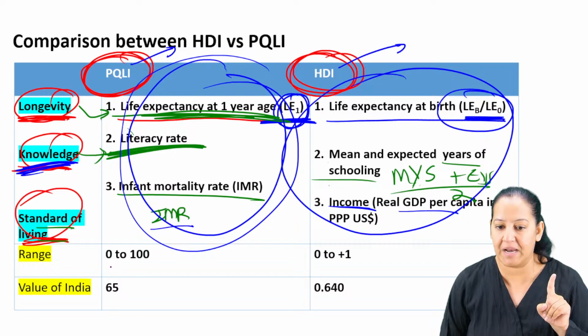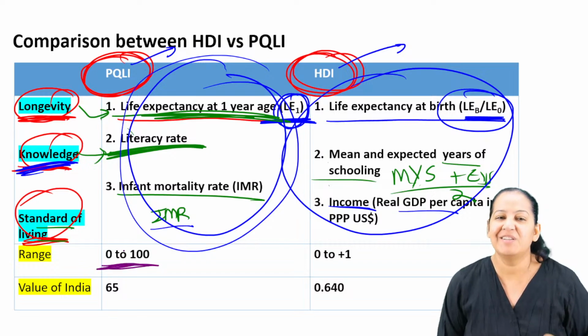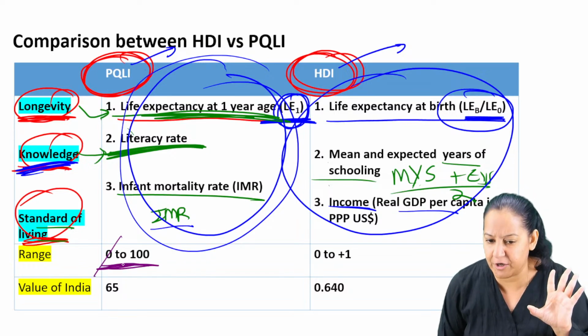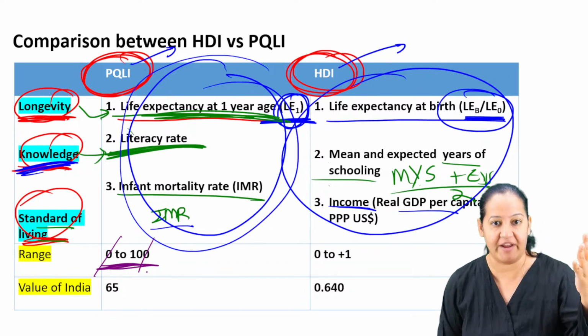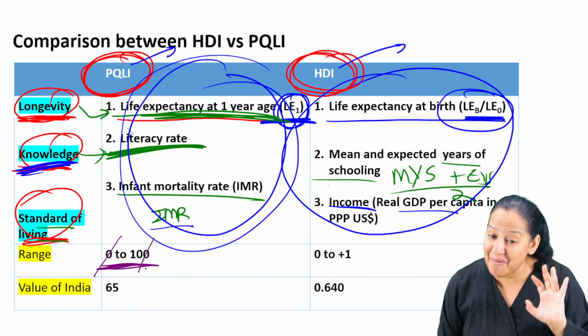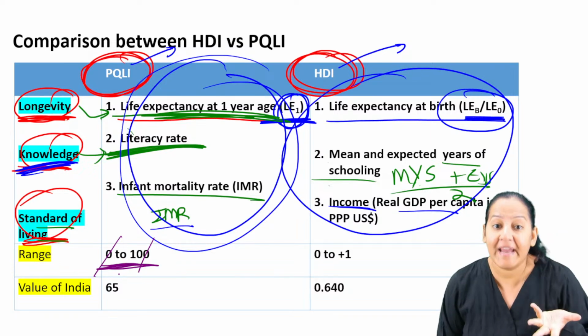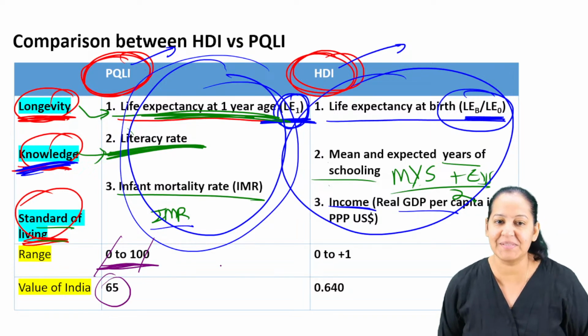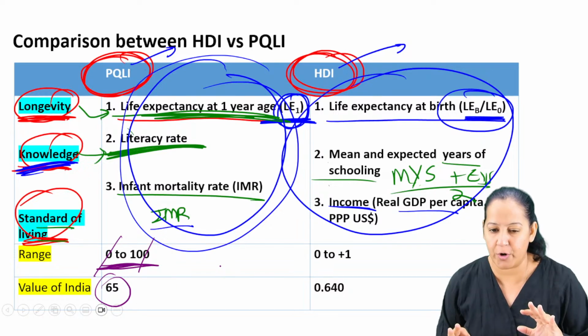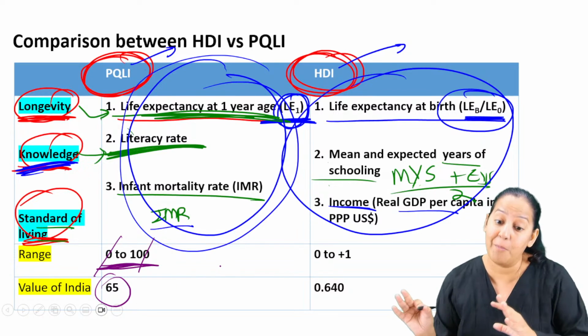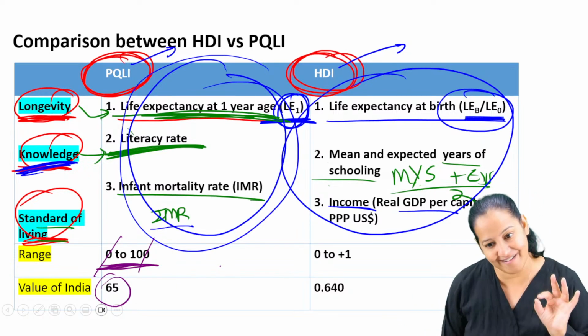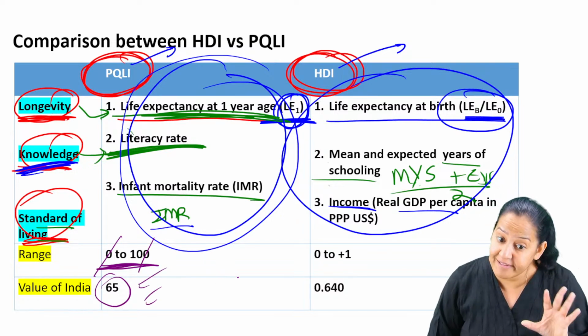How do we measure? What is the range of PQLI? We measure PQLI from 0 to 100. 0 means worst quality of life. 100 means best quality of life. So where does India lie? India is above average. Average is 50. India is on 65. So in India, the quality of life is above average, we can say. It's 65. Currently it keeps on changing, but currently it's 65.